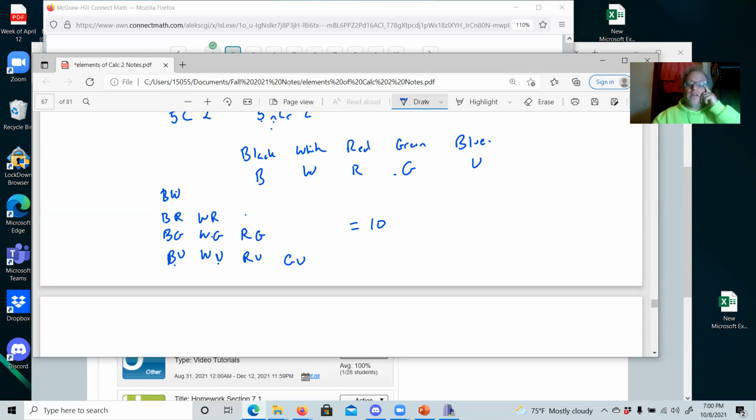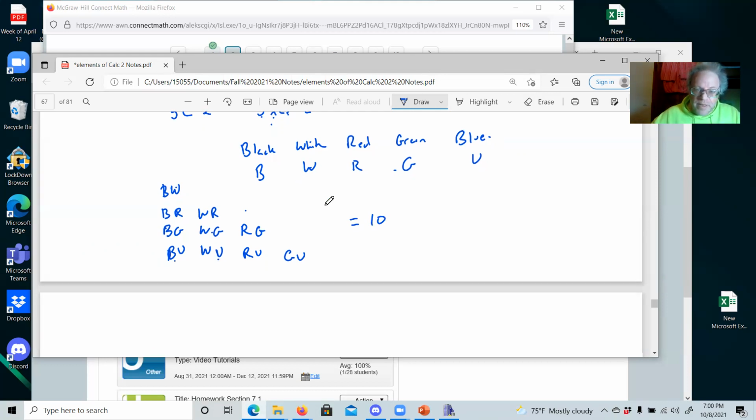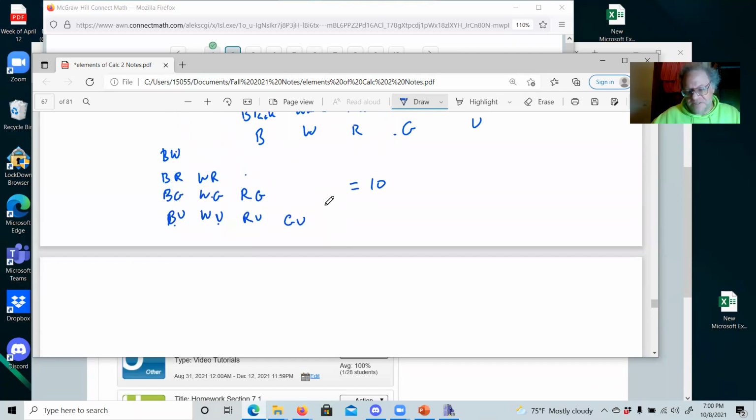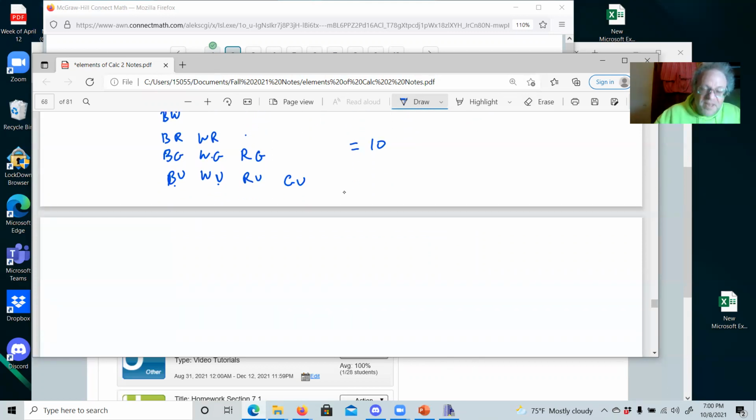Here's the formula. I'm sorry for the length, but I like to explain this all the way through before we get to the technology and the calculator, and I say press these buttons. That's coming, but hang with me for just a little bit. The formula we use has n, n minus r, and r. This thing means factorial.